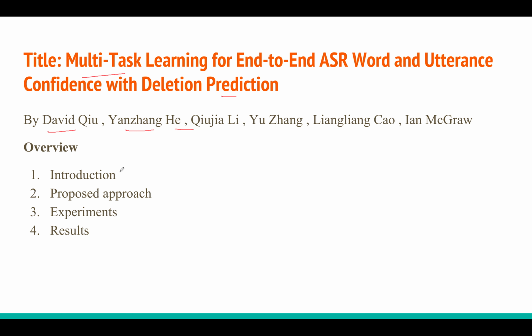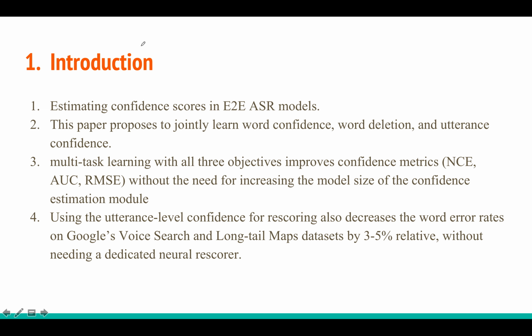So in the tutorial we are going to first cover the overview of the paper, then we'll see the proposed approach, and finally we'll see some experiments and results. As the paper name itself suggests, this paper is about estimating confidence of ASR predictions. It could be word level confidence or utterance level confidence.